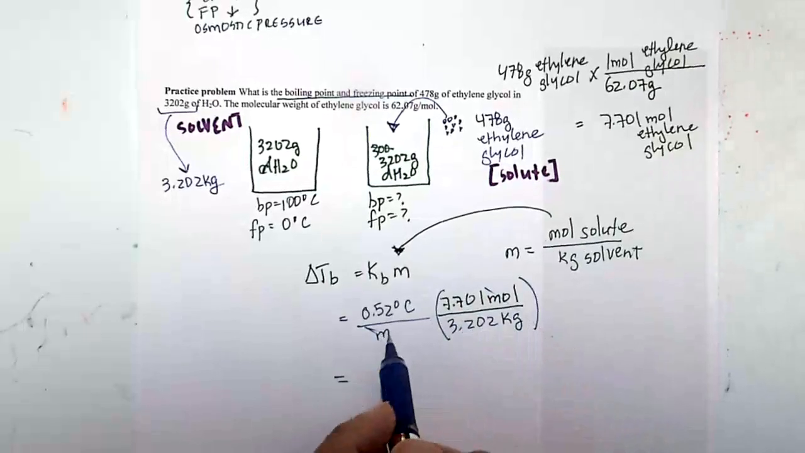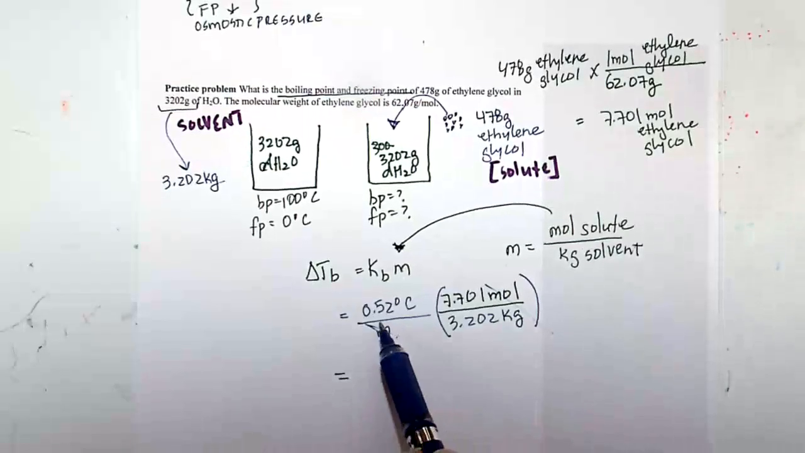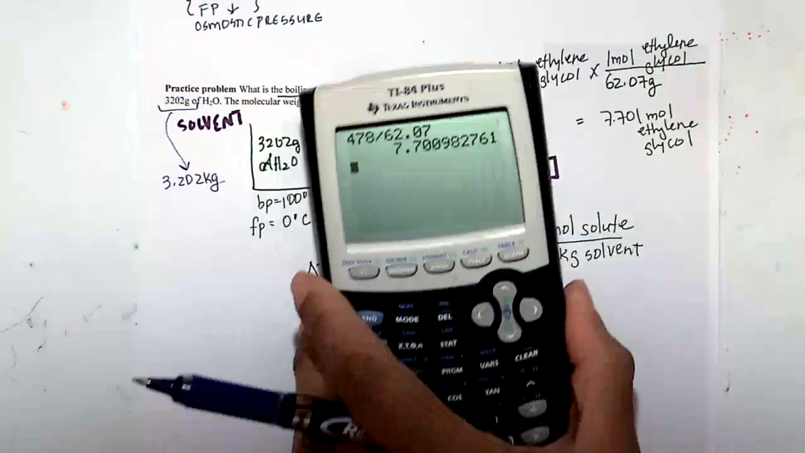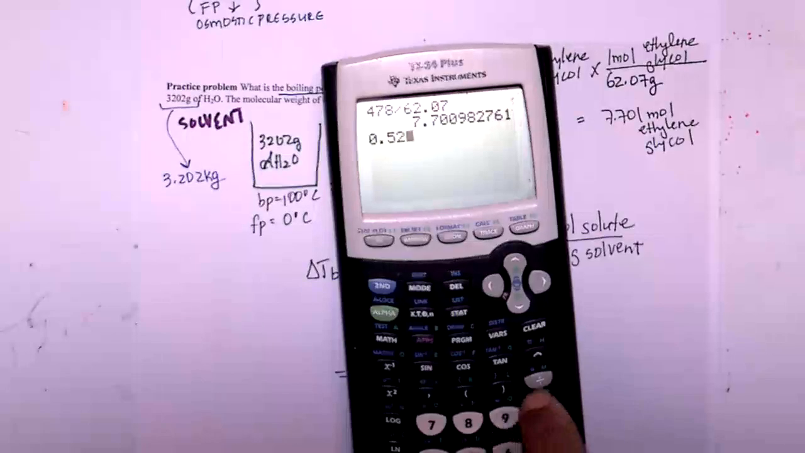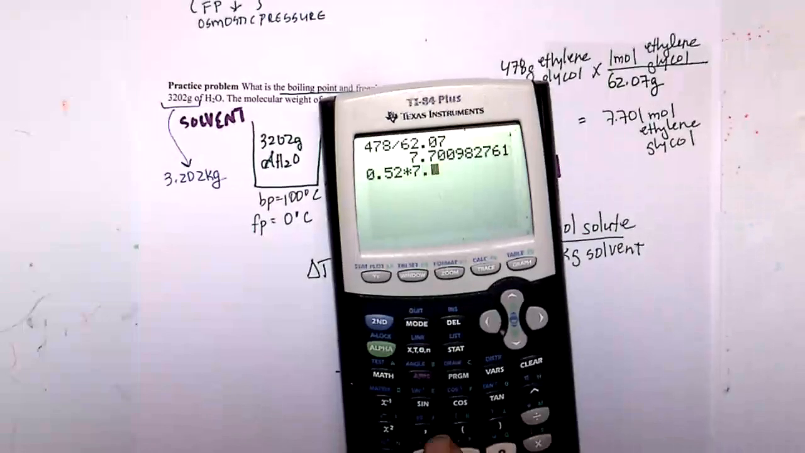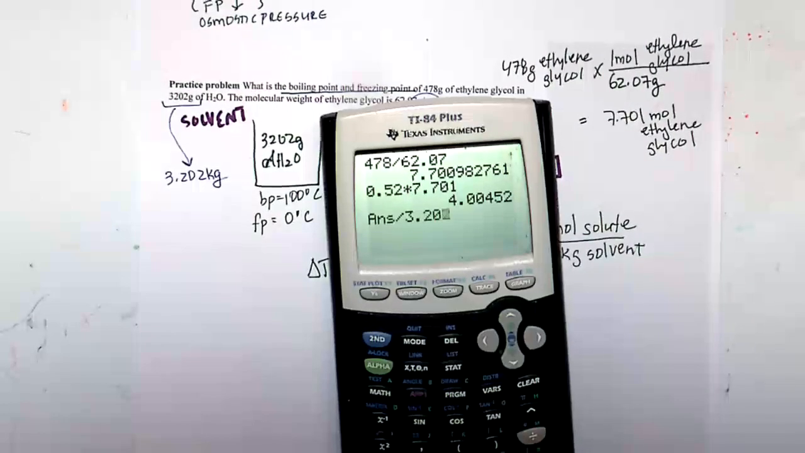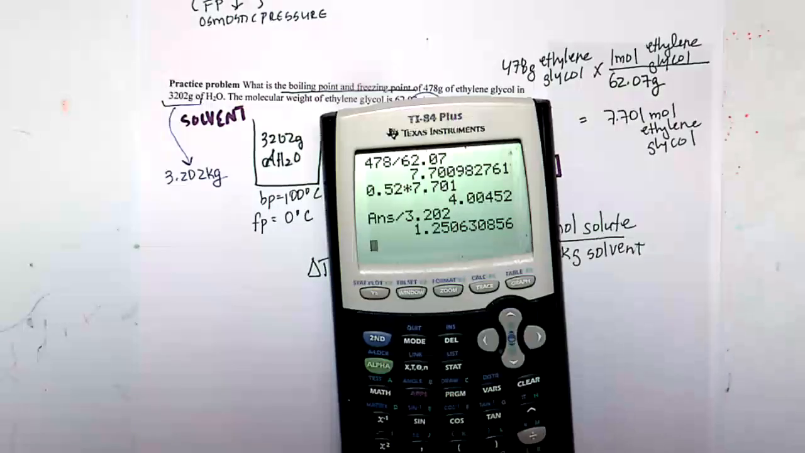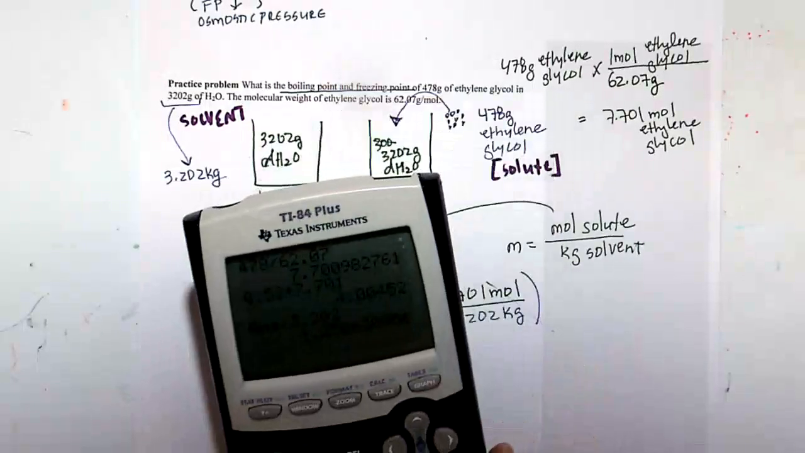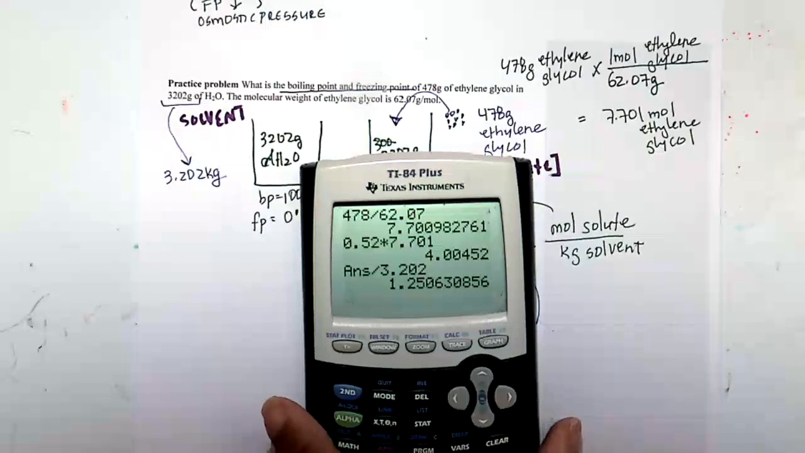The molal and molal cancel. See, this is moles over kilogram, cancel. So what's 0.52 times 7.701 divided by 3.202? 0.52 times 7.701 divided by 3.202 is 1.251 degrees C. We'll do 1.25 degrees C.